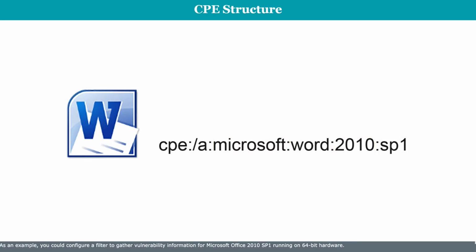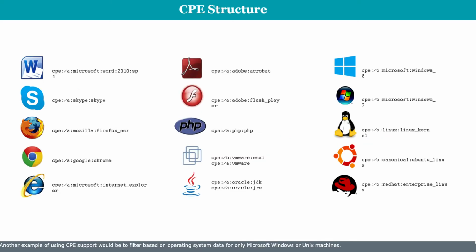An example of using CPE support would be to filter based on operating system data for only Microsoft Windows or Unix machines.